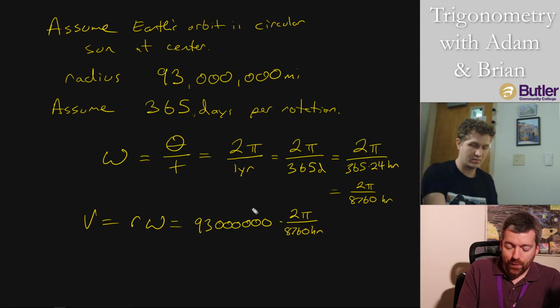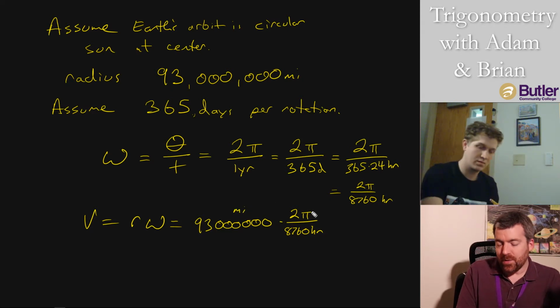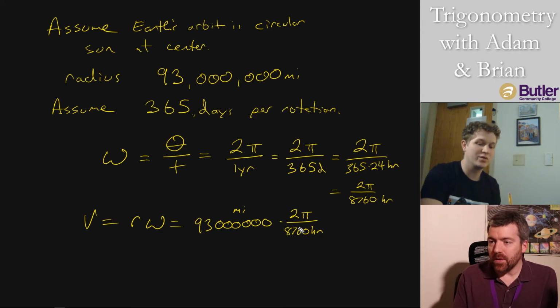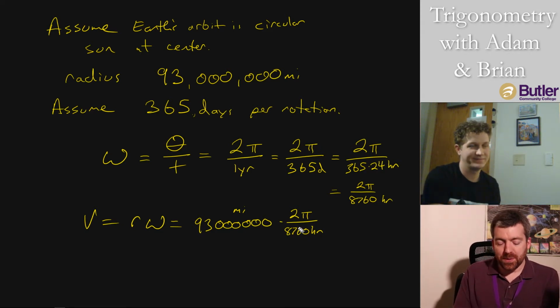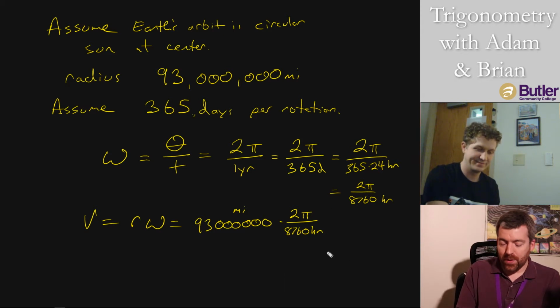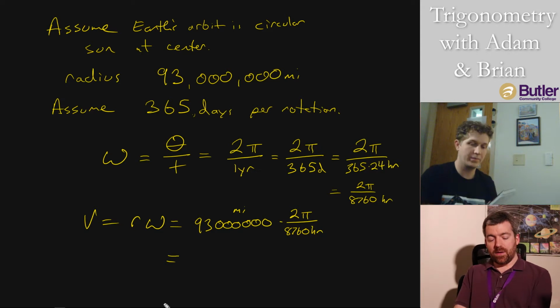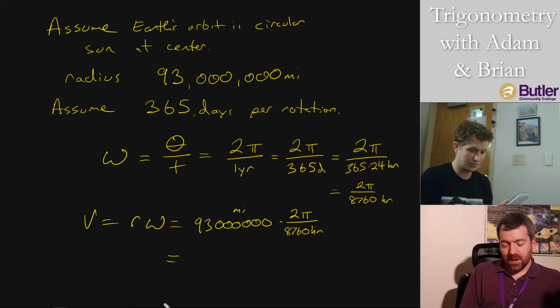So the 93 million is in miles, right? We've converted the angular speed to radians per hour, which is why we're doing hours, because we want miles per hour. So what we have written down right now will give us miles per hour. So go ahead and use your calculator and put all those together.